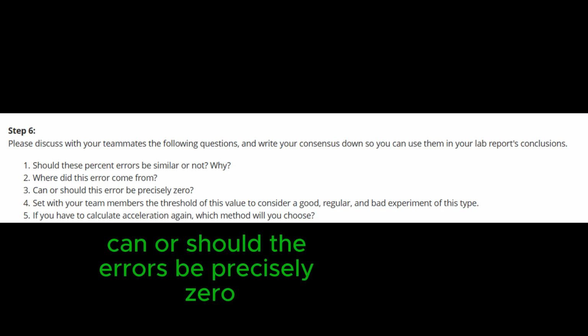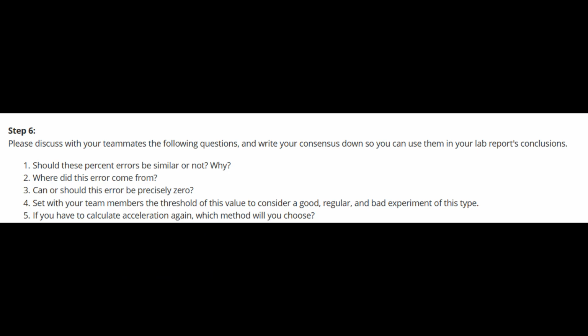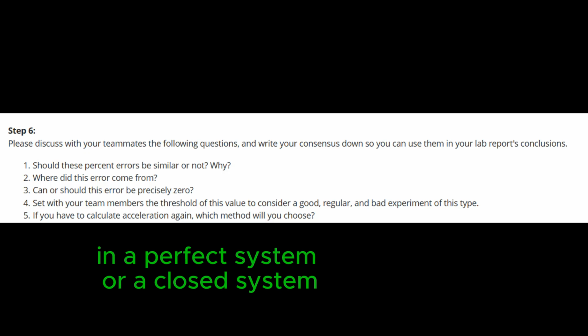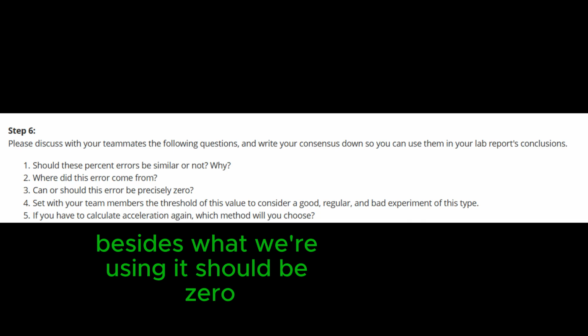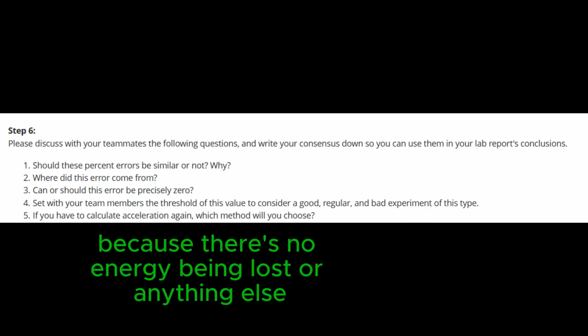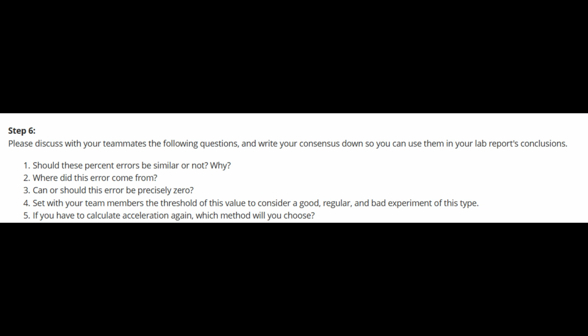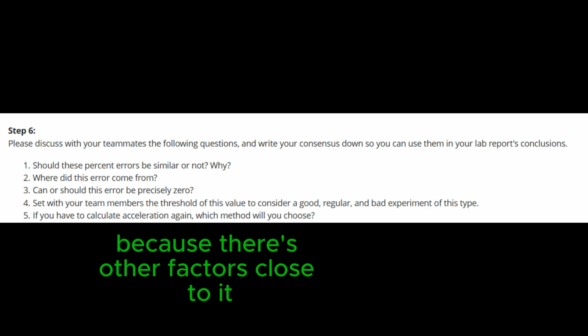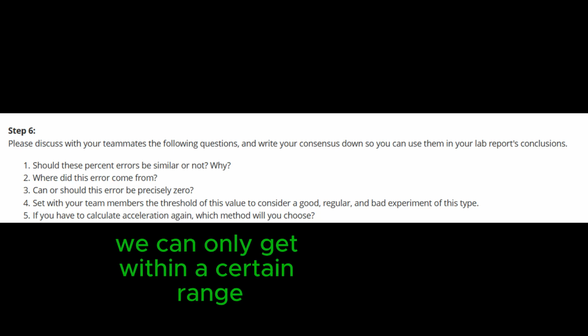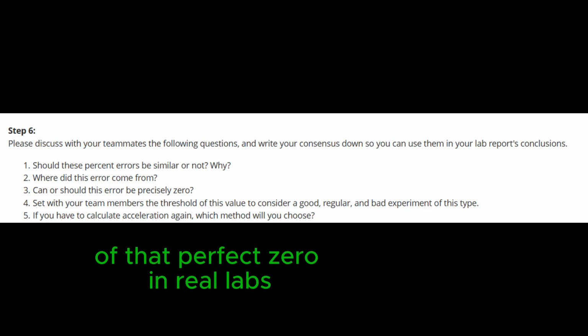Can or should the errors be precisely zero? In a perfect system or a closed system with nothing else being tested besides what we're using, it should be zero because there's no energy being lost or anything else. But in the real world, it couldn't be possible because there are other factors close to it. We can only get within a certain range of that perfect zero in real labs.